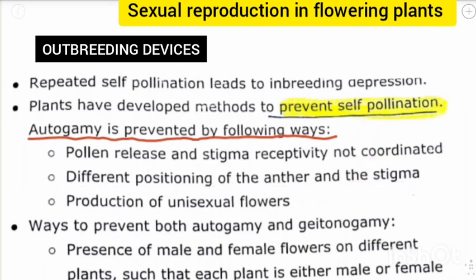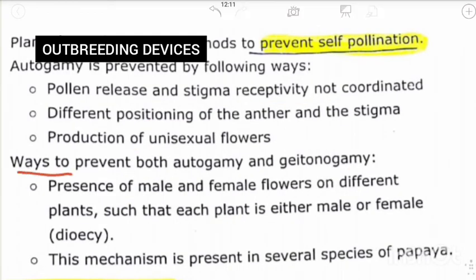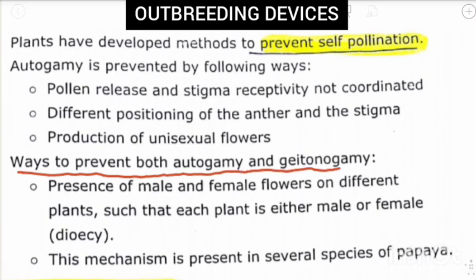The next method is production of unisexual flowers. As we all know, unisexuality always promotes cross-pollination, so of course it will prevent autogamy, that is self-pollination, and it will promote cross-pollination, as unisexual flowers undergo cross-pollination. Then here are some ways to prevent both autogamy and geitonogamy.